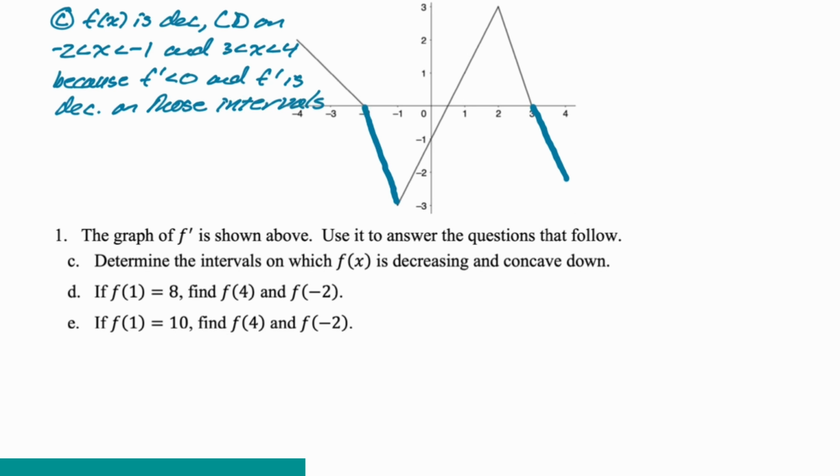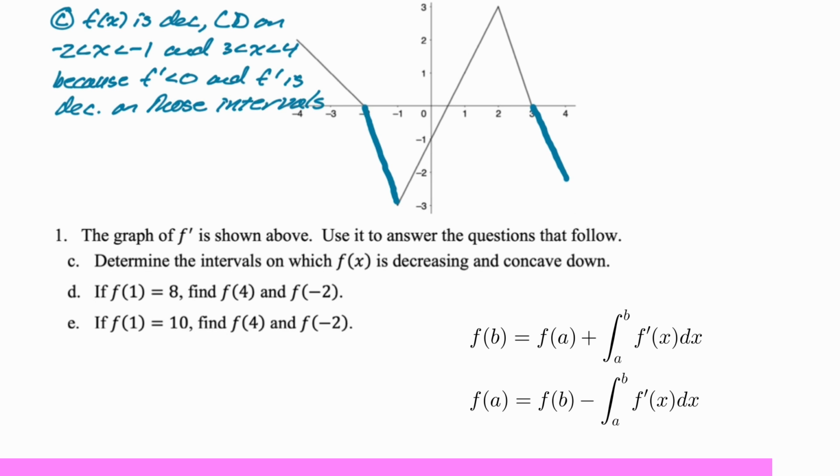So we will say f of x is decreasing concave down on -2 to -1 and 3 to 4 because f prime is less than 0 and f prime is decreasing on those intervals. That's all that requires. Part D, if f of 1 is 8, we want to find f of 4 and f of -2. We're basically going to use the fundamental theorem here or the concept of, I guess, displacement, right?